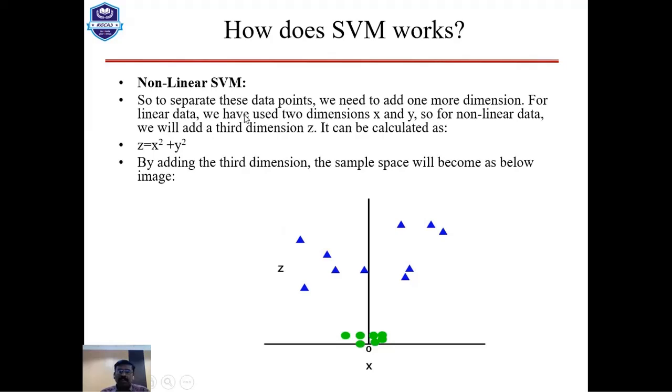So to separate these data points, we need to add one more dimension. For linear data, we have used two dimensions, x and y. So for non-linear data, we will add a third dimension z. It can be calculated as z equals x squared plus y squared. By adding the third dimension, the sample space will become as in the below image.